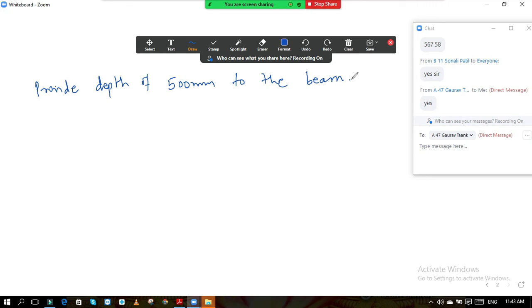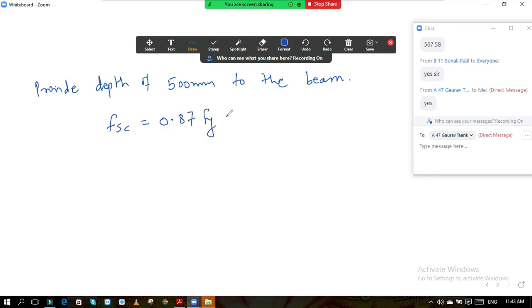By providing the additional steel in the compression zone, and this is called a doubly reinforced section. Okay, so now moving further, after providing this depth, calculate the value of fsc, that is the stress in steel in compression zone, and this value is 0.87 fy.